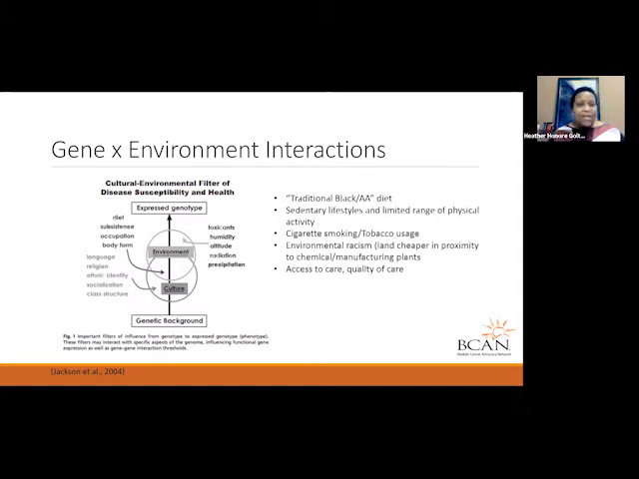Other social determinants with our socioeconomic status, again, what can we access from work? Do we have jobs that are eligible for benefits? These can influence whether we have access to quality healthcare, guidelines-based treatments, etc. Next slide, please.